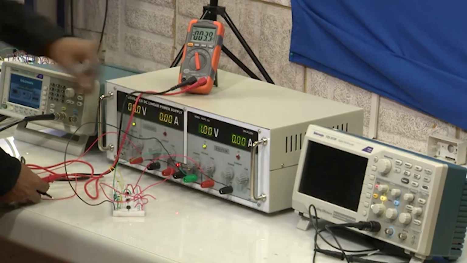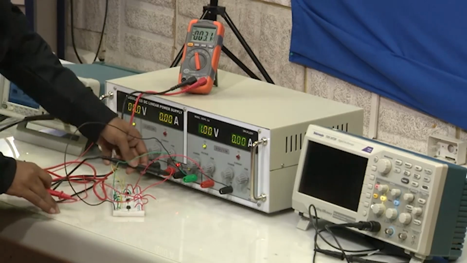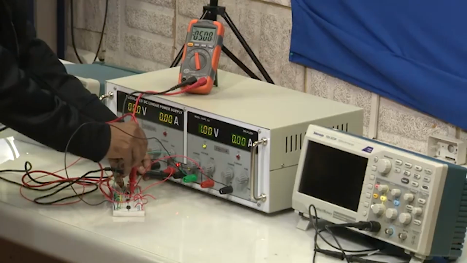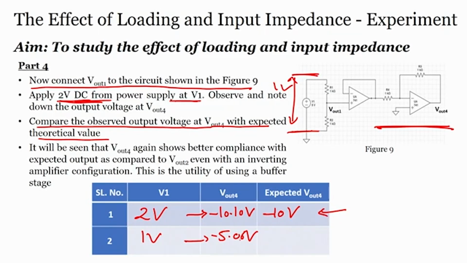So, when we apply 1 volt, what is the output? V out 4, that is the output of the inverting amplifier, is minus 5.06 volts. We are writing on the screen minus 5.06 volt. So, when we applied 1 volt across the potential divider, what did we obtain? We obtained minus 5.06 volts, but when we applied 2 volts we obtained minus 10.10 volts.